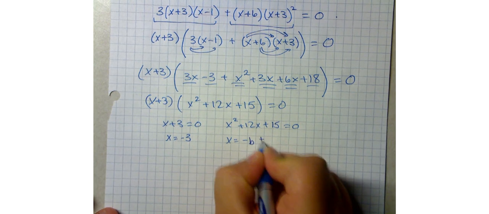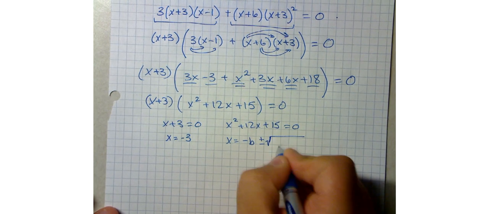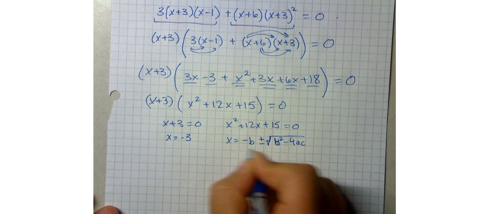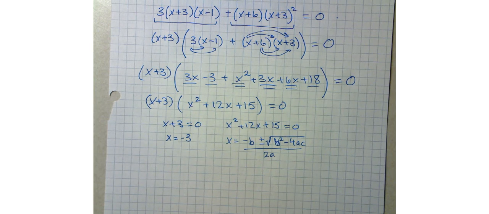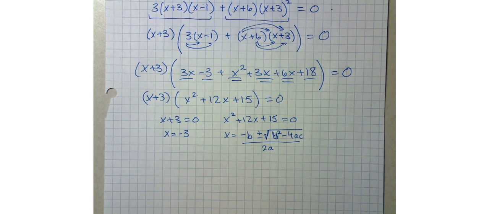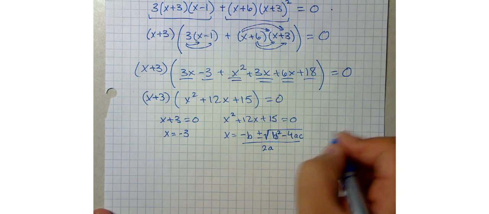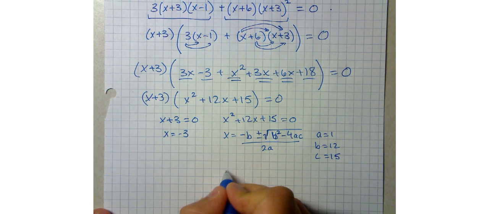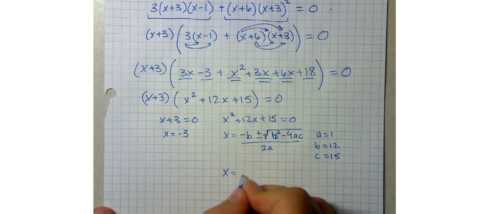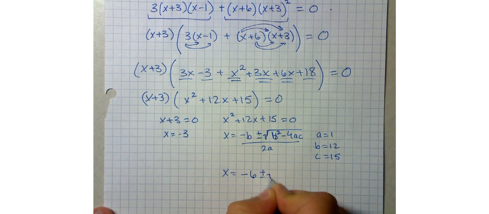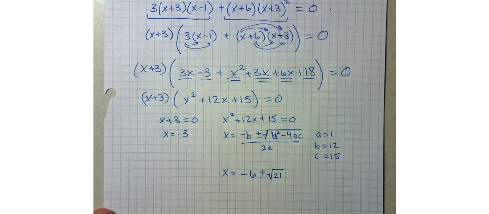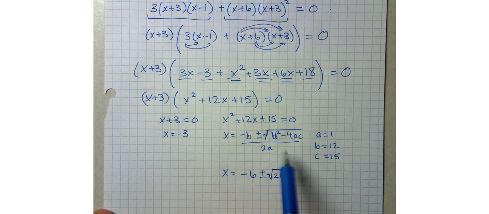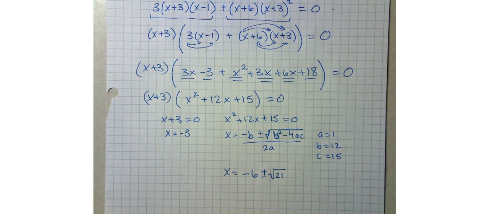Opposite of b plus or minus the square root of b squared minus 4ac, all over 2a. Once you plug in for the quadratic, a is equal to 1, b is equal to 12, c is equal to 15, you should get x is equal to negative 6 plus or minus the square root of 21. So I won't show you that. That's from algebra. You can do that in your calculator, and you can get x is equal to negative 6 plus or minus the square root of 21.